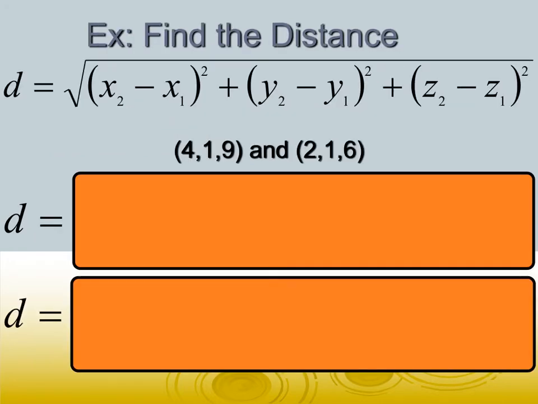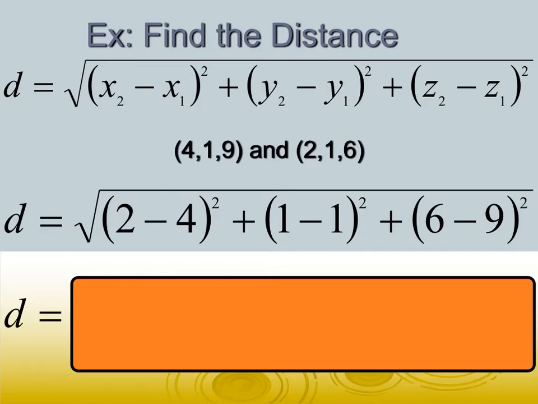For our example here, we're going to find the distance between the points 4, 1, 9 and 2, 1, 6. We're going to match up the right coordinates: our x values, our y values, and our z values. As we plug it into our equation, I have 2 minus 4 squared, 1 minus 1 squared, and then 6 minus 9 squared.